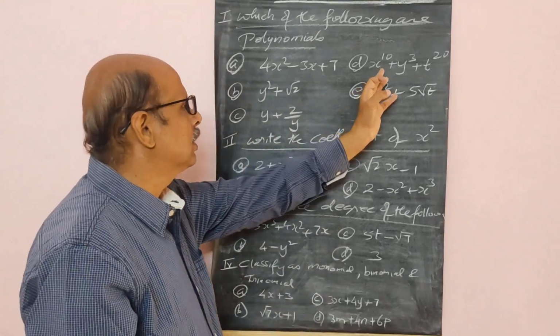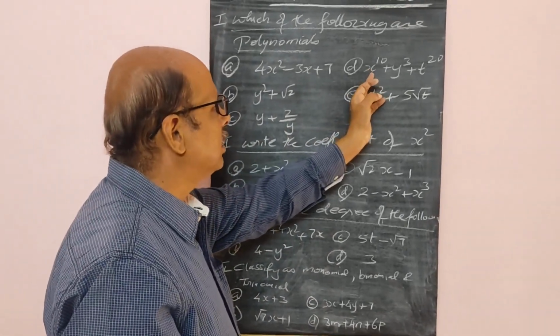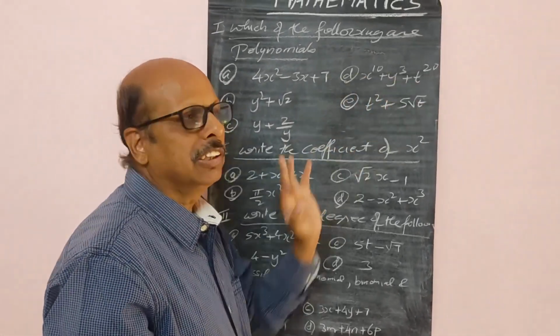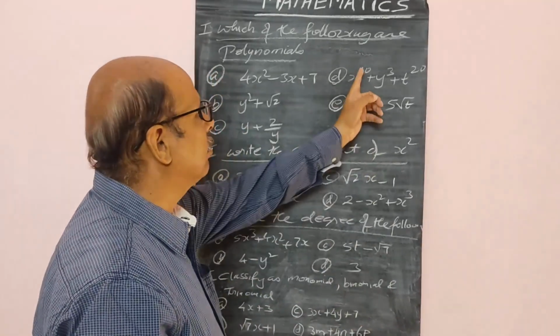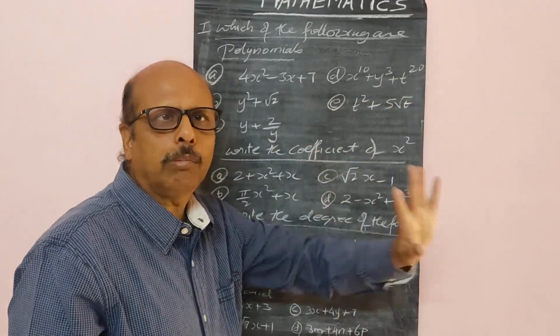Now see this. I have used letters x, y and t. Three letters have been used. There are 3 different variables. But the power of all the 3 variables are whole numbers.